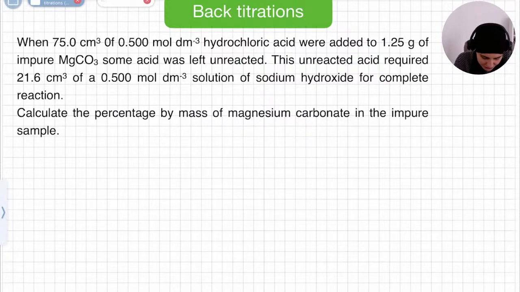question. Okay, so when 75 centimeters cubed of 0.5 molar hydrochloric acid were added to 1.25 grams of impure magnesium carbonate, some acid was left unreacted. This unreacted acid required 21.6 centimeters cubed of 0.5 molar sodium hydroxide for complete reaction. Calculate the percentage by mass of magnesium carbonate in the impure sample.